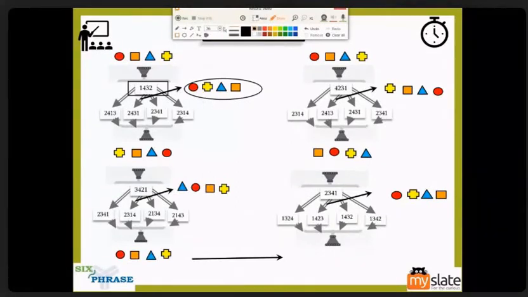Similarly, this one is the output of 3421. This one is the output of 4231. You see 4231 here. And this one is the output of 2341. Now you can use this to solve all this, guys.